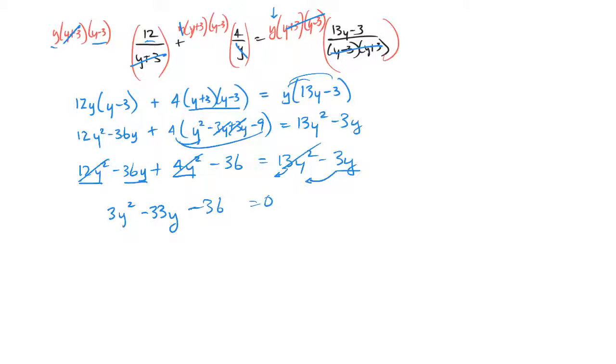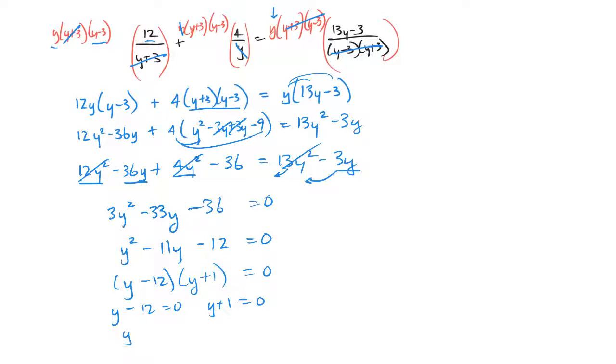They're all divisible by 3, so I can divide by 3 everywhere. And then I factor. I think that's y minus 12, y plus 1 equals 0. So either y minus 12 is 0, or y plus 1 is 0. So I come up with y being 12, or y being negative 1. Both of those numbers, when you plug them into the original equation, will still work. Okay, that's a nice one.